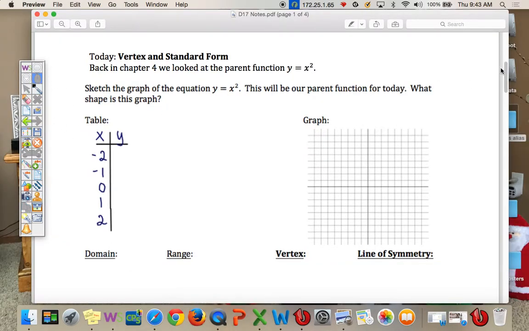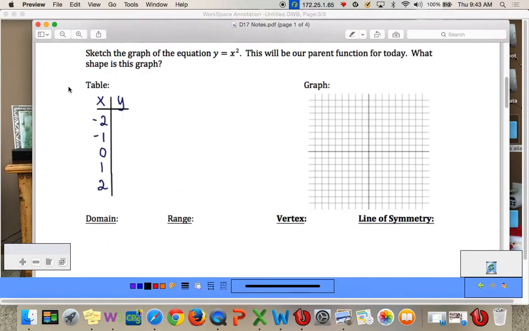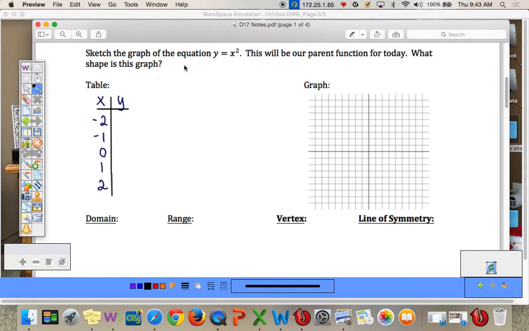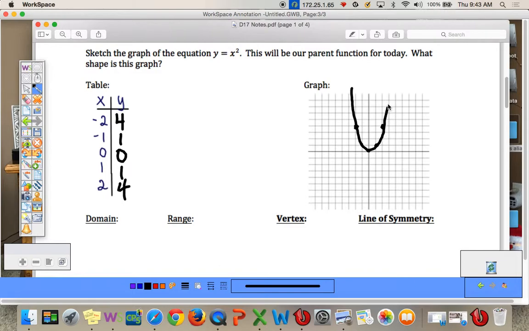All right, let me actually move this down a little bit. All right, so let's sketch this. Let's plug in when x is -2, -2 squared is 4, so y is 4. When x is -1, -1 squared is 1, 0 squared is 0, 1 squared is 1, and 2 squared is 4. So if we sketch this function, we have -2, 4, -1, 1, 0, 0, 1, 1, 2, 4. And then here's what our parent function looks like. All right, so there's our parent function, y equals x squared.